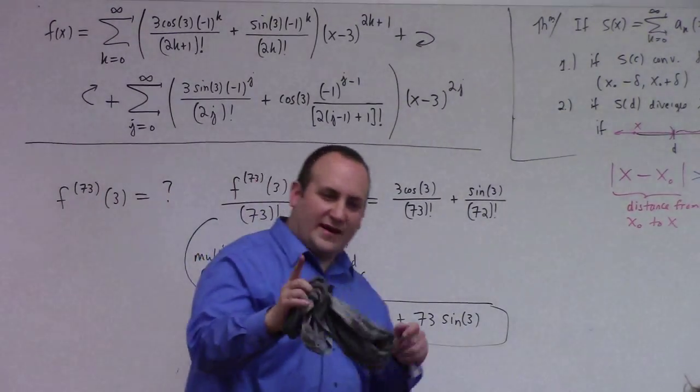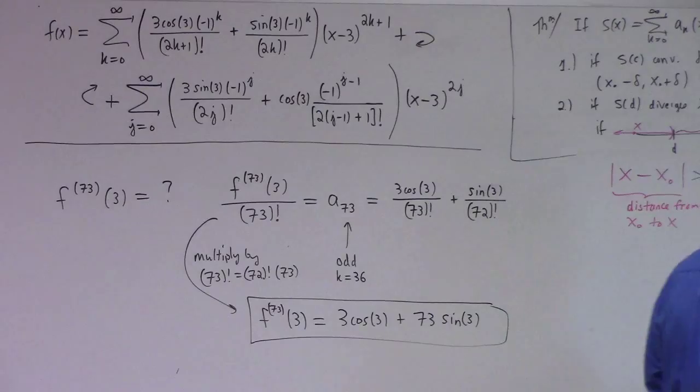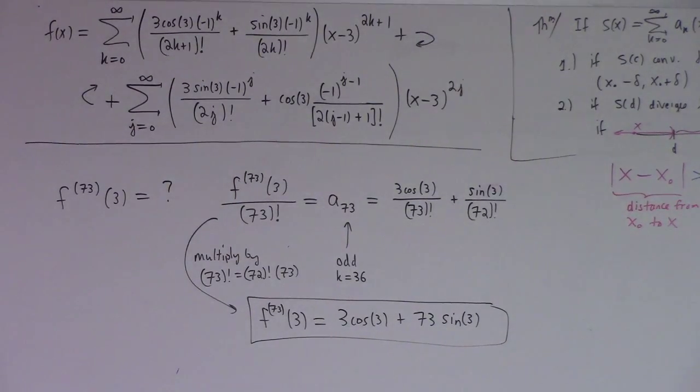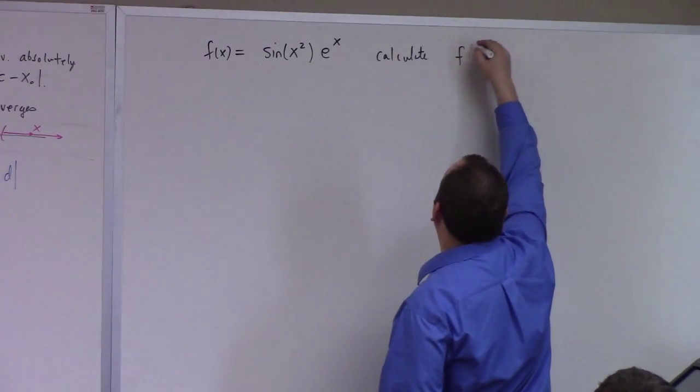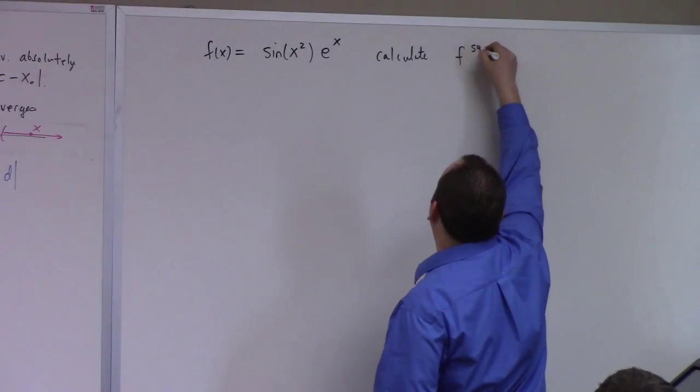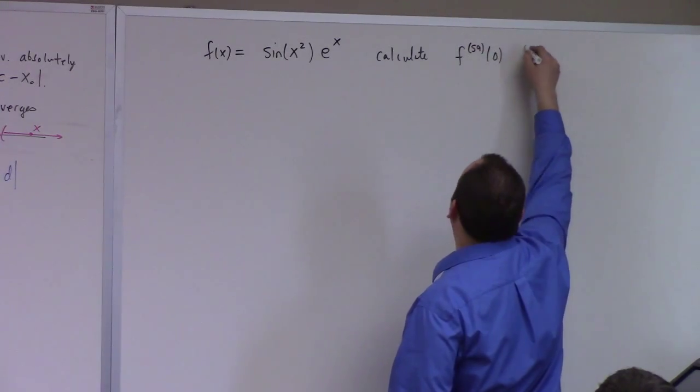Let me show you my idea, what I just said, for another example, and give me a chance to introduce a new concept. Suppose I have f of x is equal to the sine of x squared times e to the x. That's complicated enough. We'll leave it at that. All right. Calculate the, I don't know, 59th derivative at 0 for f.